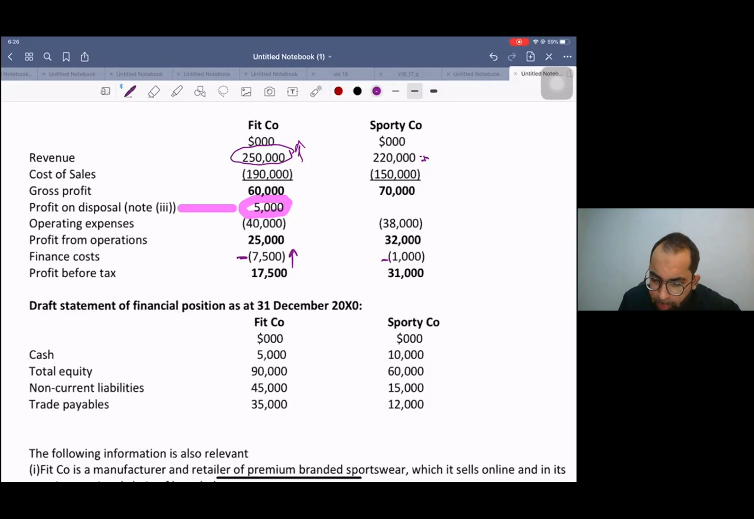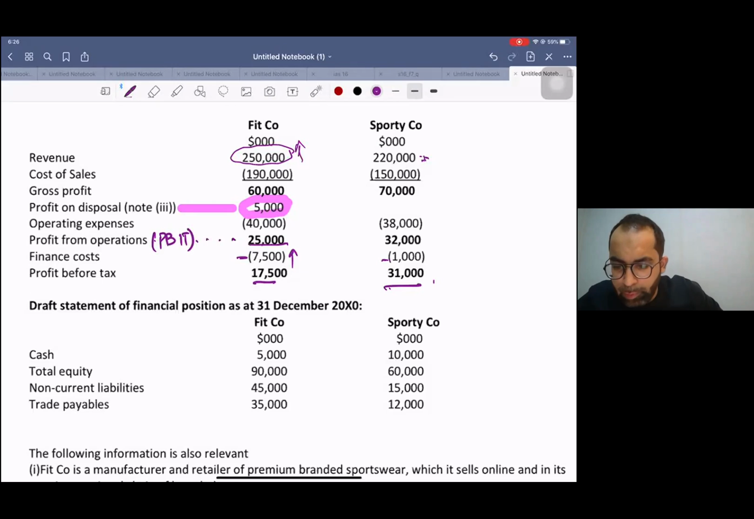Now the final profits. One thing is clear right now: this profit from operations is also called PBIT. Right now PBIT is 25,000 and this is 7,500. So Fit company has enough profits to cover this finance cost, right? Okay.